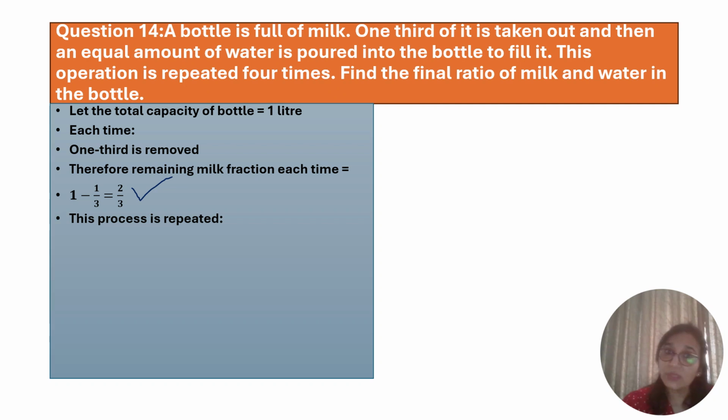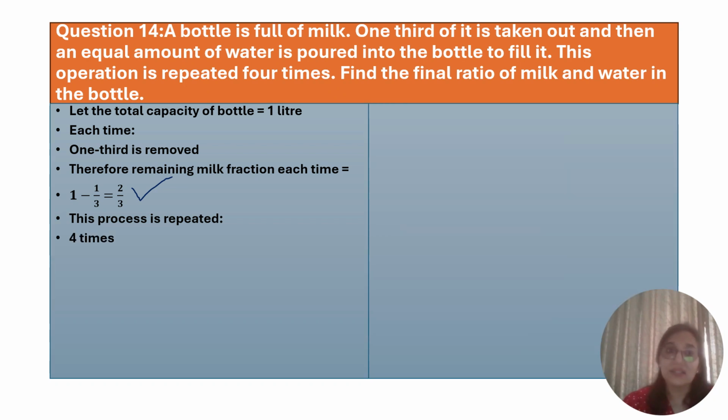Now again, if you read the question, this process is repeated 4 times. They have directly given us that it is repeated 4 times. Now milk left after 4 operations is 2 upon 3 to the power 4, where 4 is the number of operations. Children, again requesting, please refer to the formulas. It is also given in your textbook and practice.